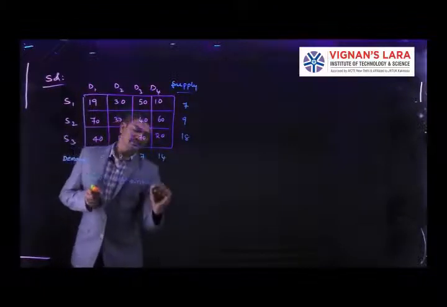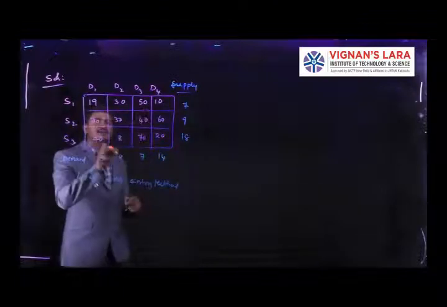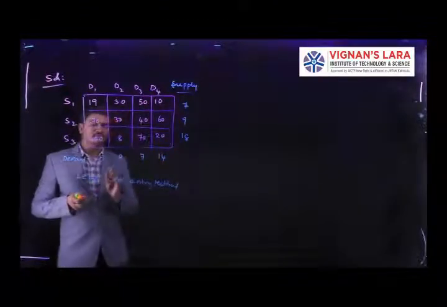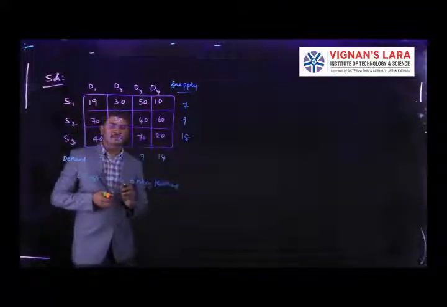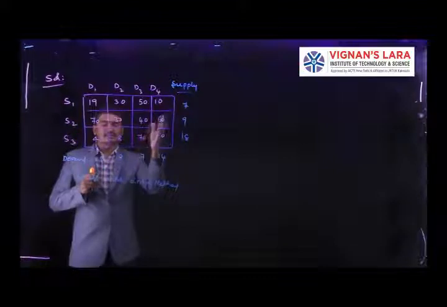The least cost entry method means, as the name itself says, the cost is least. Here we have to identify the least cost. Where we have the least cost, that one we have to identify first. Then we allocate the values based on the supply and demand.